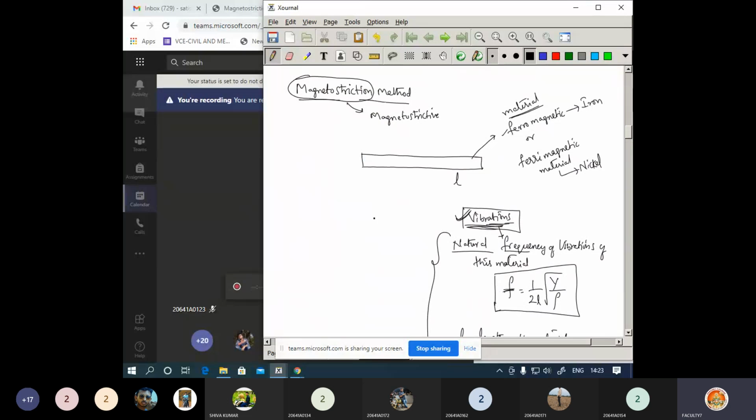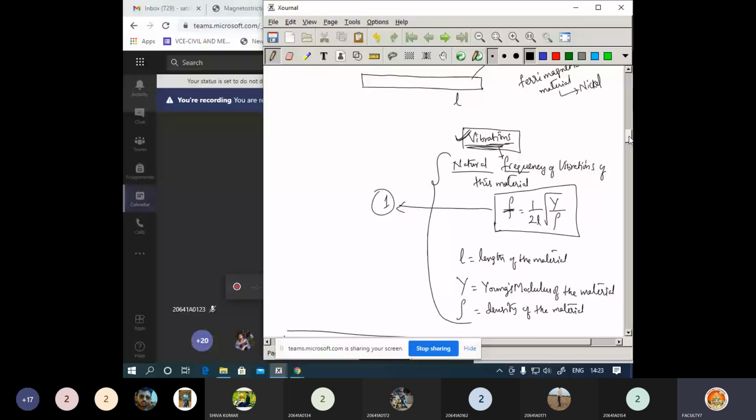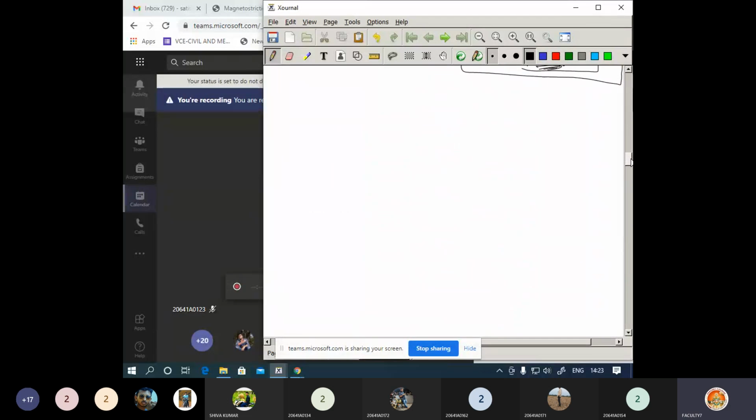Okay, so one of the frequencies is there. This is the first frequency. Now try to identify what will be the second frequency. Let us go with the experiment. Now again we are going to draw the rod, whatever you are considering. This is a ferromagnetic or ferrimagnetic material with some length L. You need to identify L is the length of the rod.